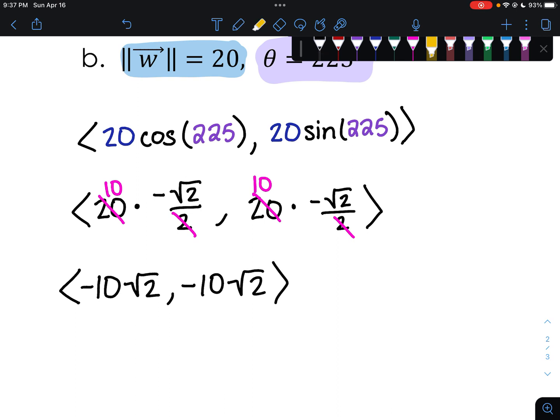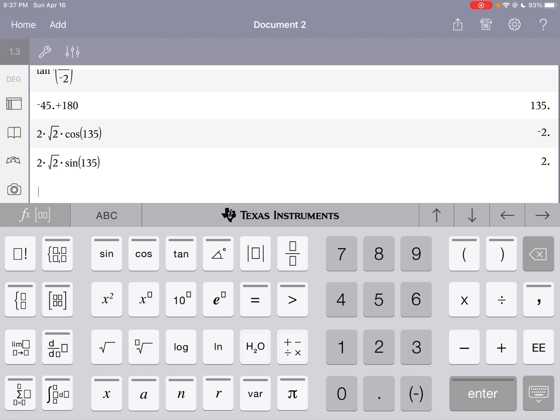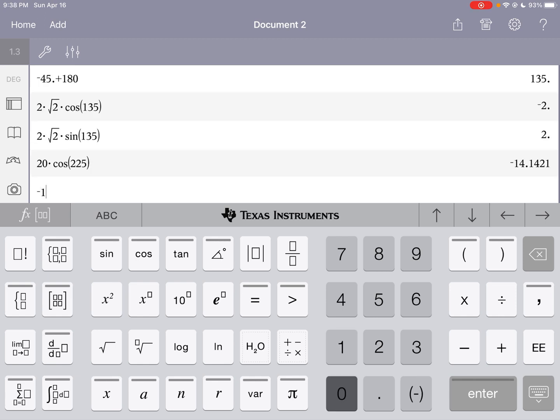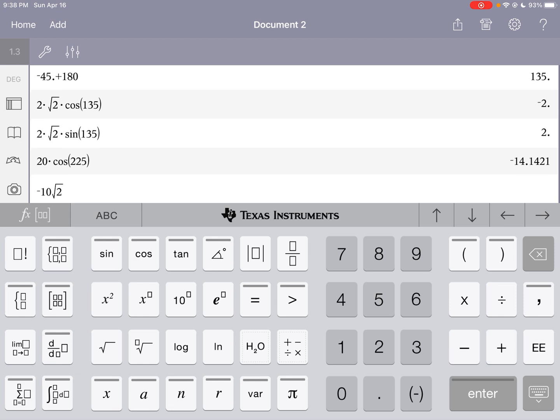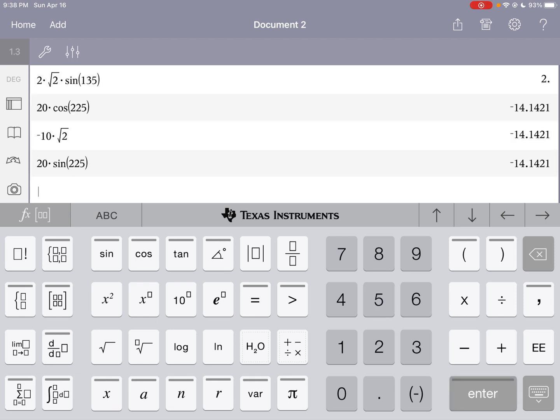And if you wanted to check your answer, you could type in cosine 225 and see that it matches negative 10 rad 2. So what I mean is if you do 20 cosine of 225, you get that decimal. If I type in negative 10 times rad 2, I get the same decimal. And so if it matches for sine, then we should be good. But if you wanted to double check, you could always type it in and see that we get the same decimal.